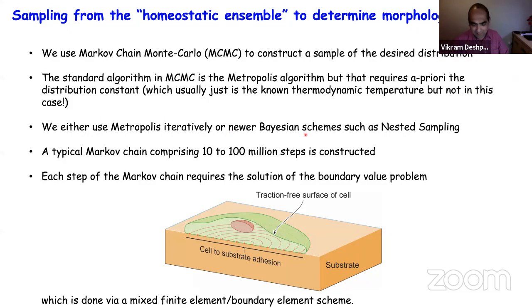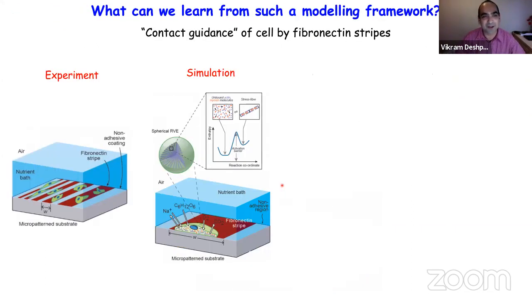And I can point to papers where we've discussed all this. But typically we have to construct a Markov chain comprising about 100 million steps, which means 100 million calculations. Each of those steps requires a finite element solution of that chemomechanical problem, the continuum problem of a cell with all those species, the focal adhesions, the stress fibers, the cell elasticity, etc. So this is a gigantic calculation, but it can be done in parallel, so it has been done. So now the question is, what can we learn from such a formulation?